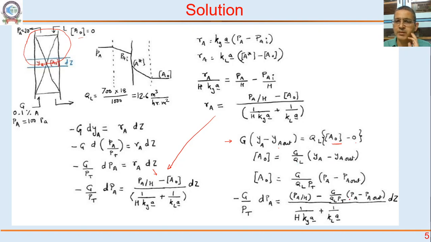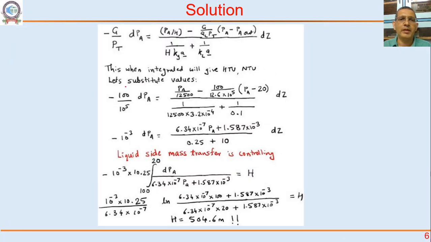Substitute that A naught here. You will get this. Now all I have to do is integrate. Undergraduate stuff. This is how you are done. Height of transfer unit and number of transfer units. Remember?